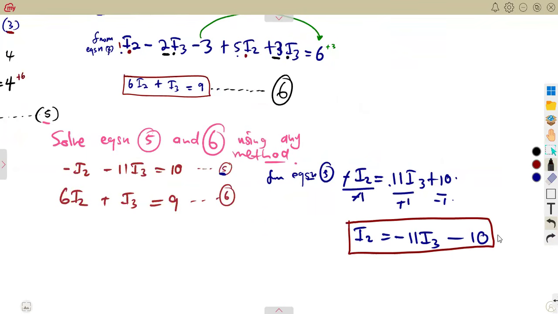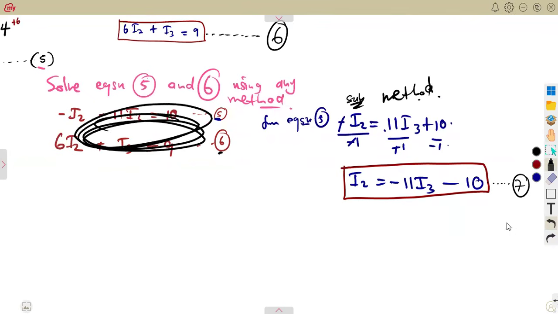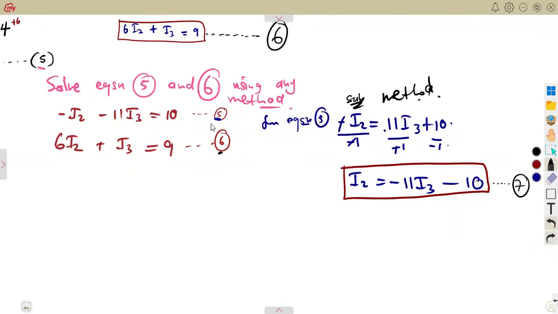So I'm just going to call this equation, we're now at 6, so I'm just going to say this is 7. So remember, I'm using the substitution method in this case. So using the substitution method, I make I2 the subject from the, remember guys, we're just working with these two equations. It's just like this is equation 1, this is equation 2. You make the subject from equation 1. What do you do? You substitute in the other equation.